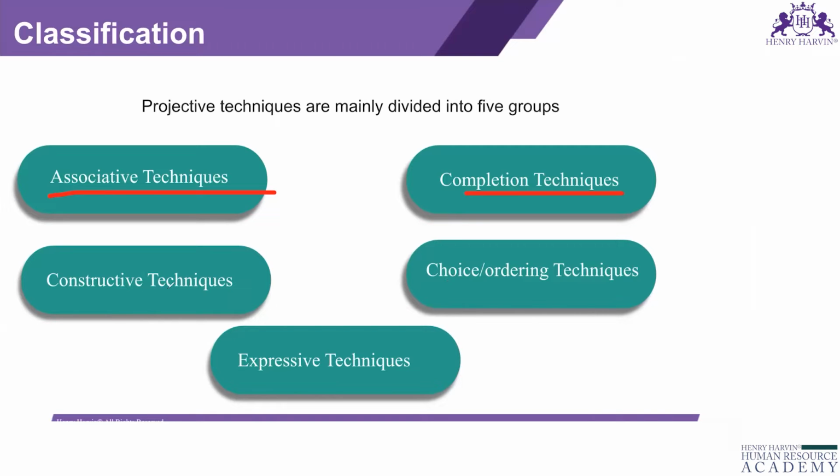Fine. And constructive techniques, where you need to construct. Then choice and ordering techniques, where you need to choose the option, like prioritize 1, 2, 3, 4, 5, like that. Then expressive technique, right? So expressive technique is when one image will be there, and you have to express your thoughts on that particular image. There will be a few questions, like 50, 60 questions, and you will be answering all those questions, and that will give an insight into the thought process.